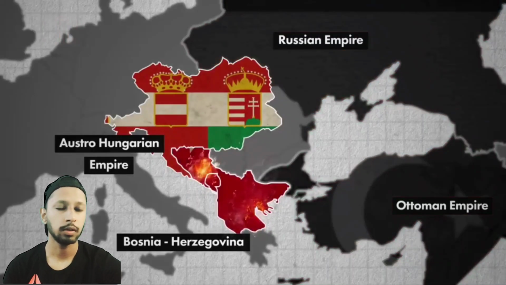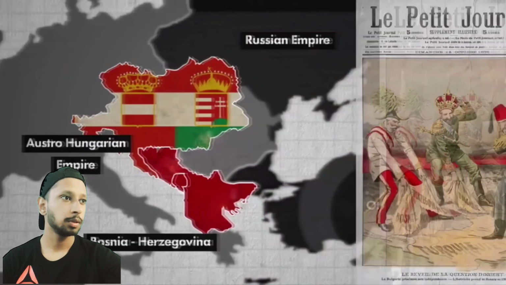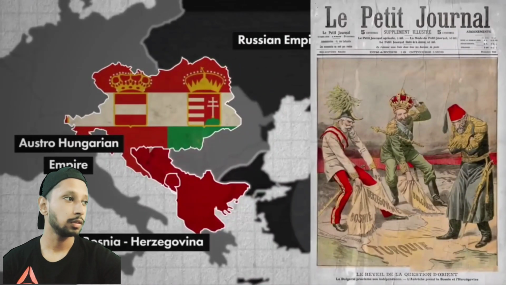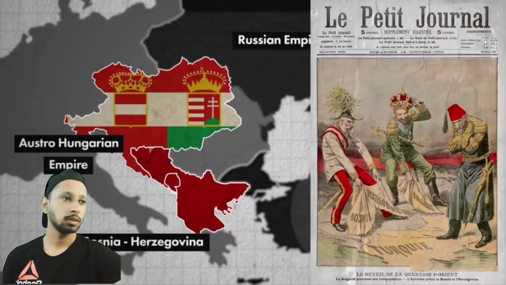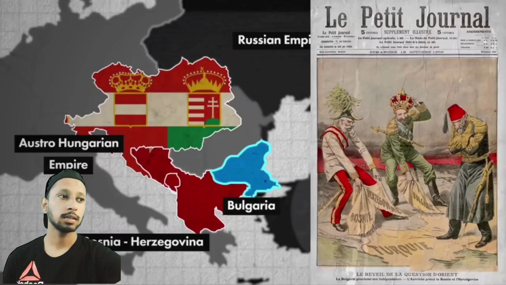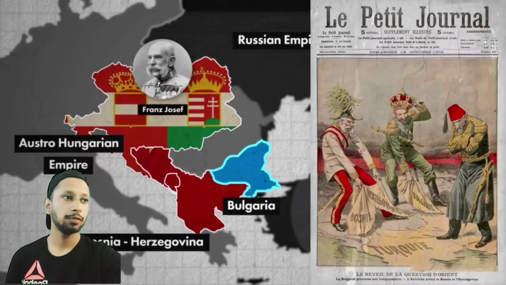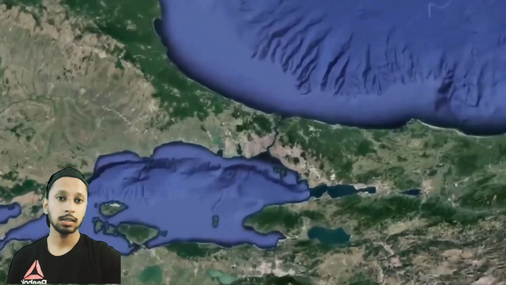But in October 1908, Austria-Hungary annexed Bosnia. This political journal from then is very interesting, which is on screen right now. The Ottoman Sultan, with his hands folded, is feeling very helpless. There were internal problems during this time. Bulgaria successfully separated from the Ottoman Empire. On the left, you can see the Austrian Emperor Franz Joseph trying to steal Bosnia.